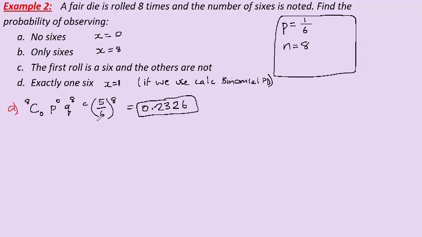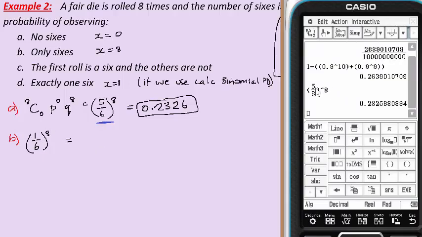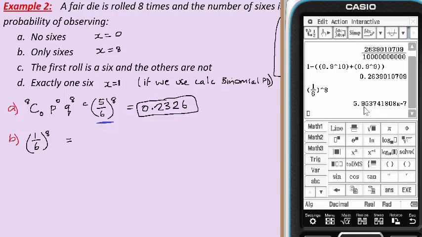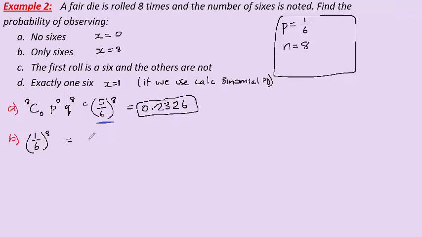Now, of course, we can just go straight to this step here when we have a question like that, because we know that it's the same value to the power of 8. Next, part B, it says only 6s. So in this case, we can very easily just say it's 1/6 to the power of 8, which will be, let's go to the calculator, and I'm going to do a cutting stunt there where I change the 5 to a 1, and I get an answer of 5.954 times 10 to the minus 7.